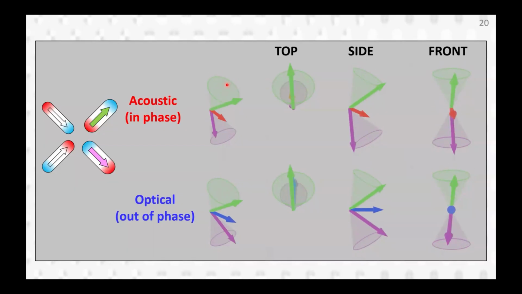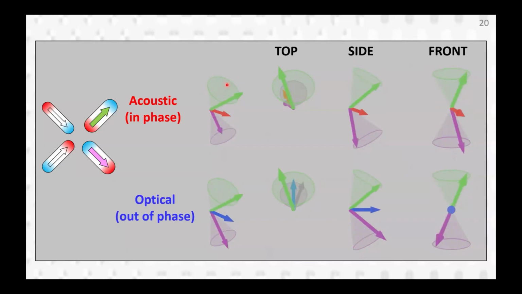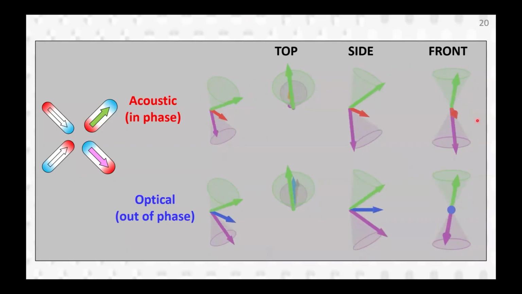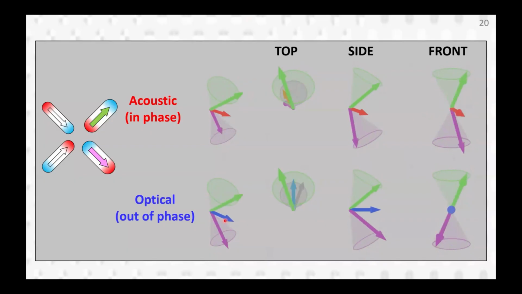And this is just a 3D version of that. You see why this is called the acoustic mode, because it's like an acoustic phonon, whereas the optical mode is like moving transverse, so it's this out of phase optical mode.